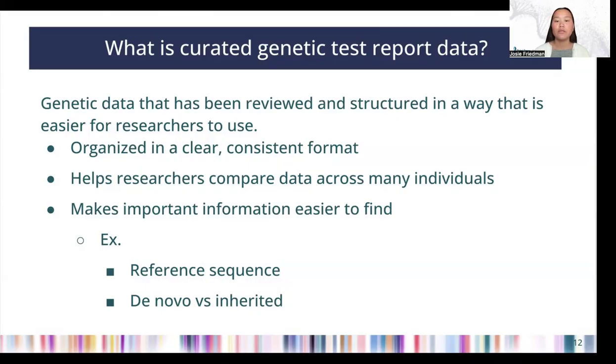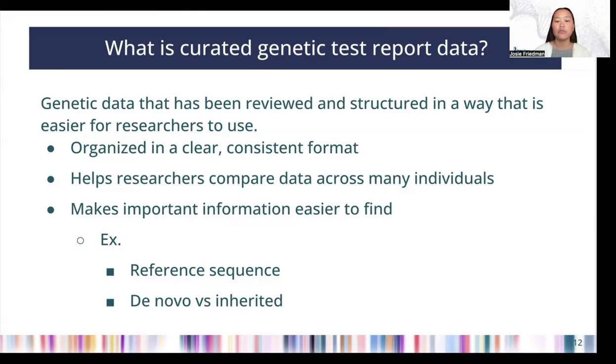Let's think about a couple of examples. Most people with a genetic disease know the gene associated with their condition, and many people know the specific genetic variant. For example, you may know that your child has a CHD2 related neurodevelopmental disorder due to a specific variant in the CHD2 gene. But researchers sometimes need more detailed information.